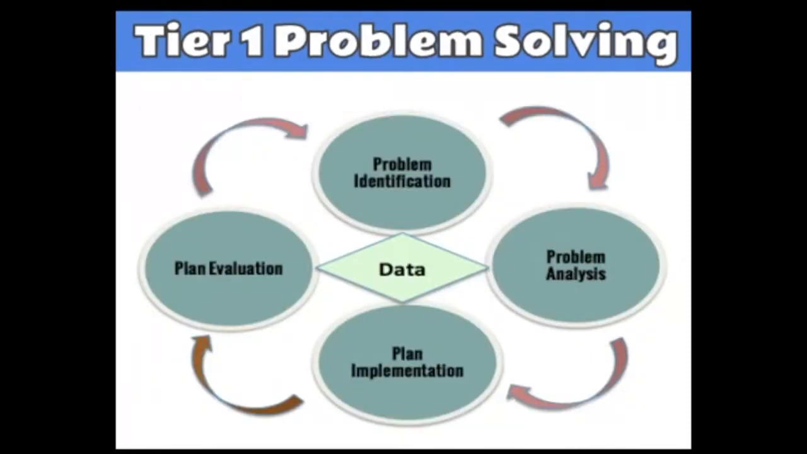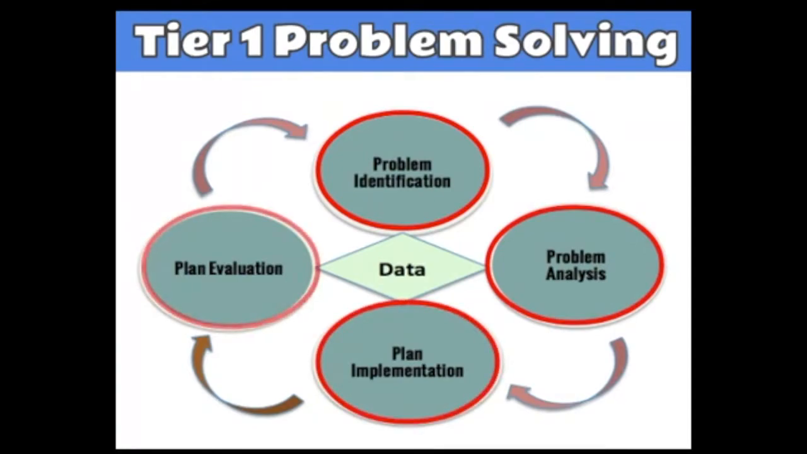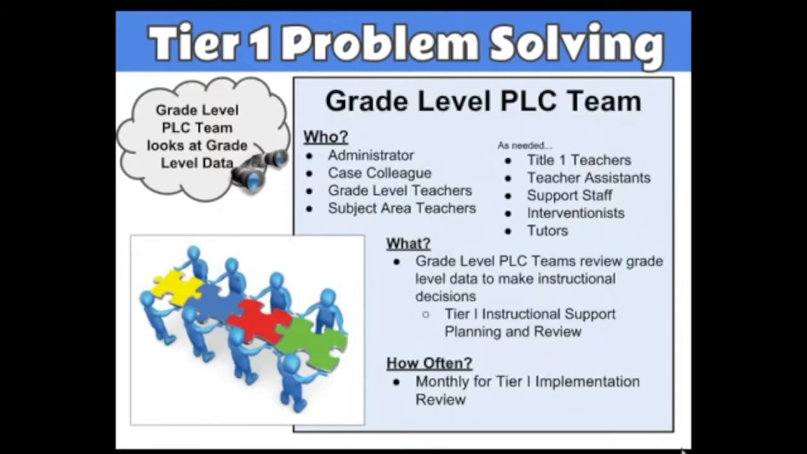MTSS problem solving follows this cycle of problem identification, problem analysis, planning instruction to address the problem, and evaluating the plan to determine if it's adequately addressing the needs of students. You will see this problem-solving process implemented at Tier 1, Tier 2, and Tier 3 levels of instructional support. All levels of instructional support begin with data teams.